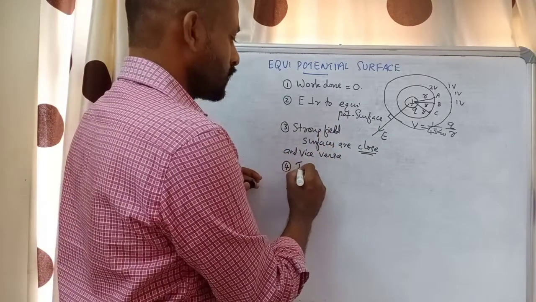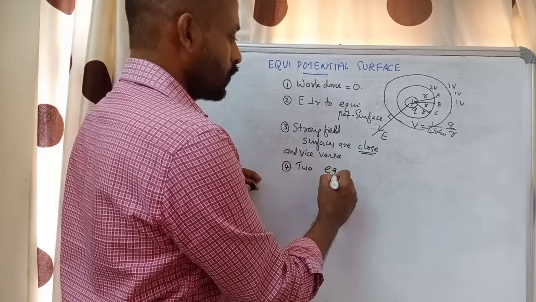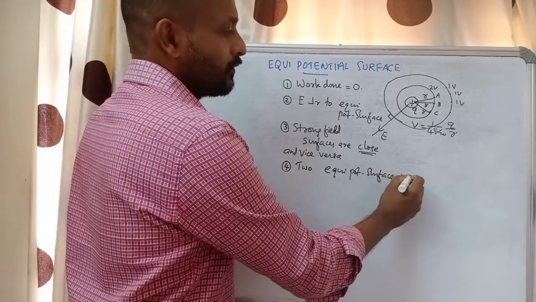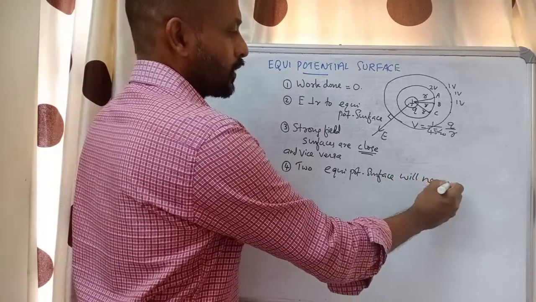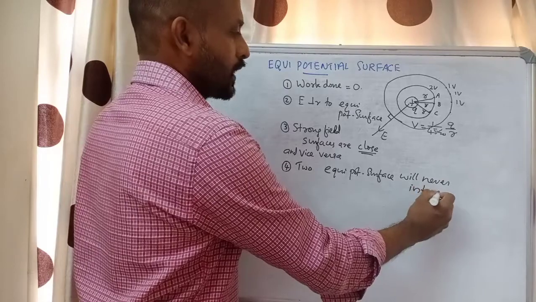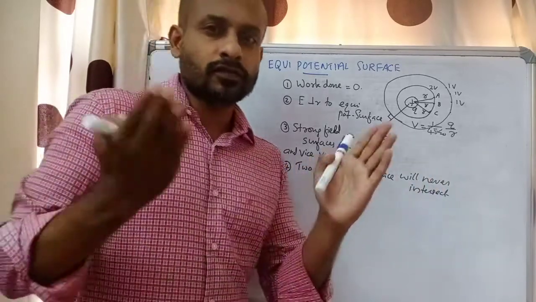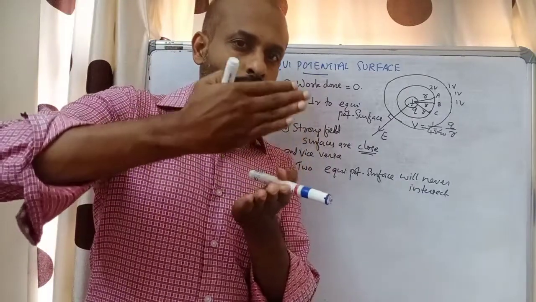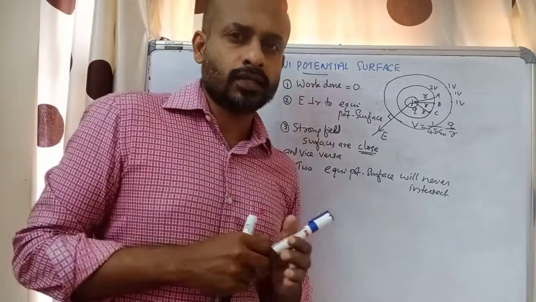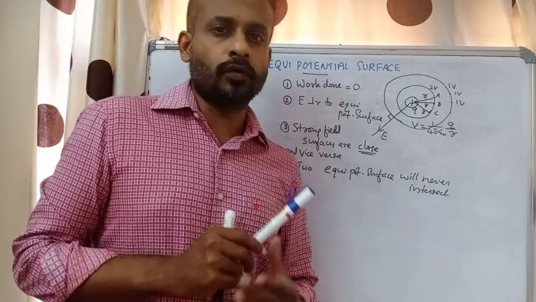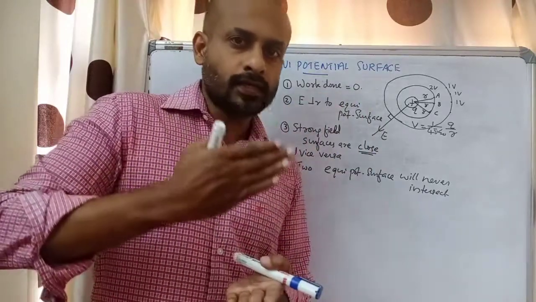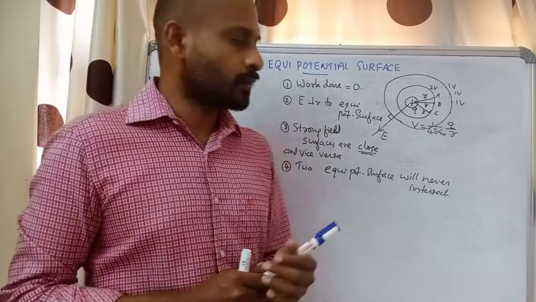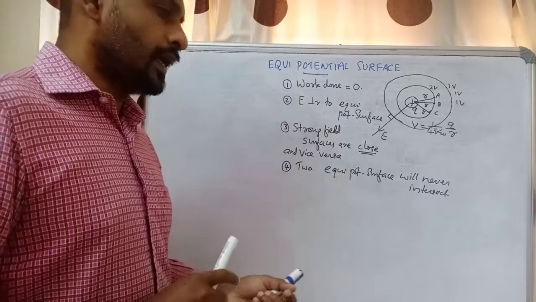Two equipotential surfaces will never intersect each other. That is the fourth property. They cannot intersect because if two surfaces intersect, at a point of intersection, there will be two values due to both the surfaces, and it is practically impossible. At one point, there will be one potential value. If two surfaces intersect, at the intersecting point, there will be two different potential values, and it is practically impossible. So two equipotential surfaces will never intersect each other.